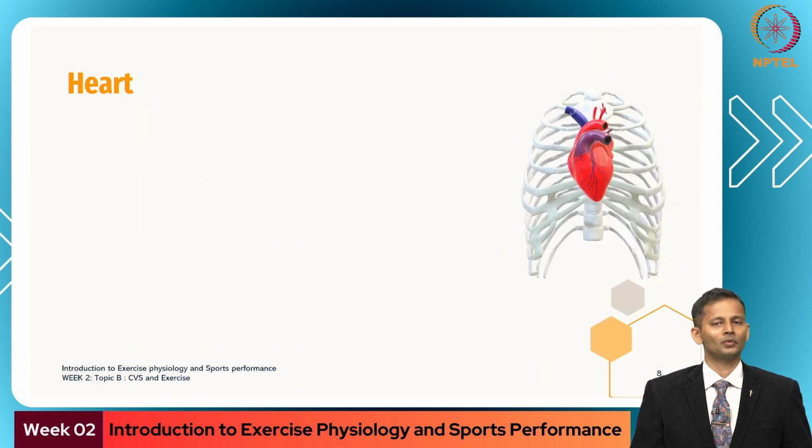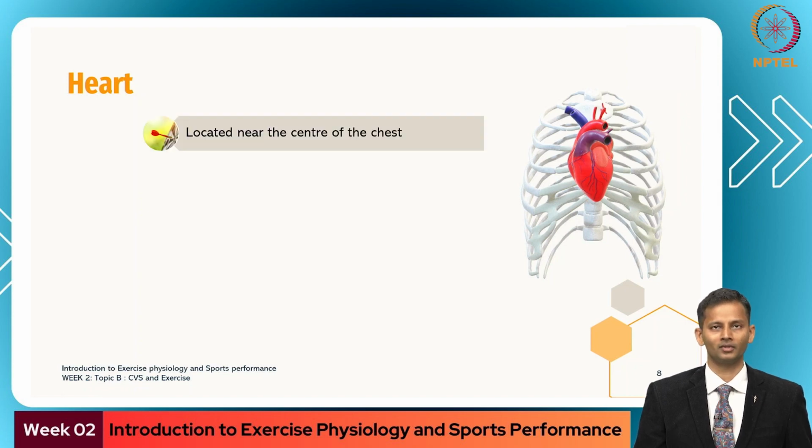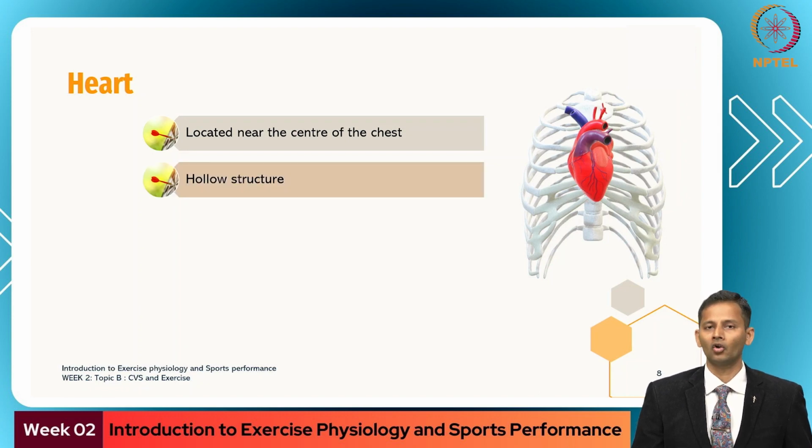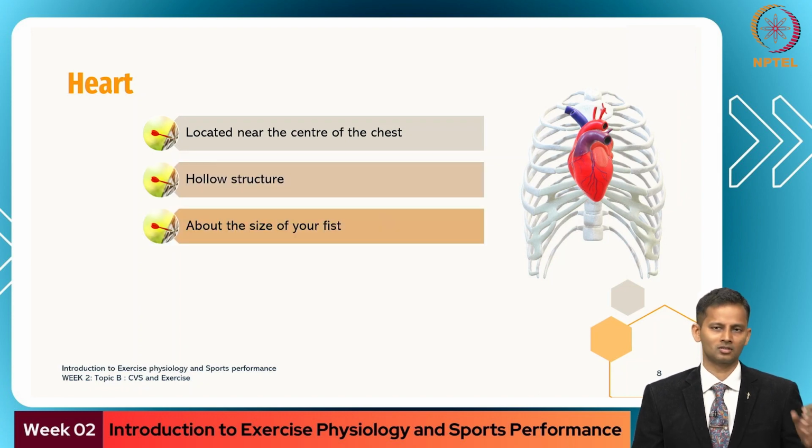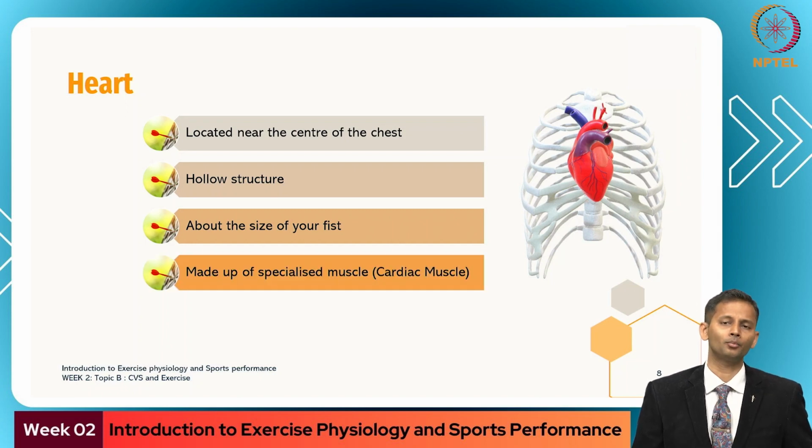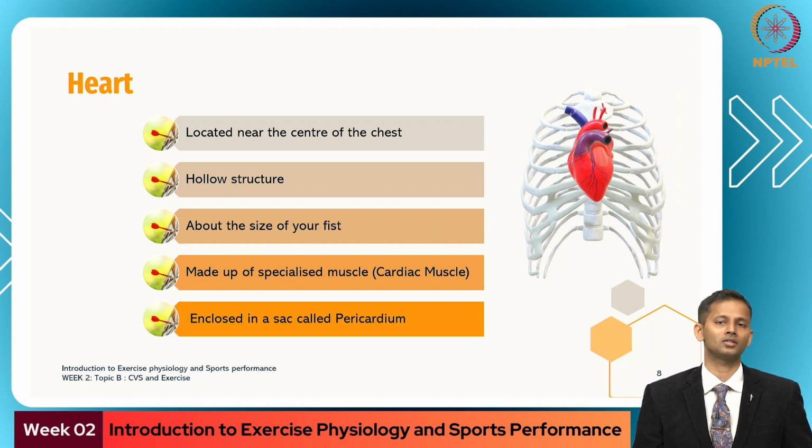So let's move on to the individual components. We focus on the heart. The picture there shows you the location of the heart within the skeletal framework. It is in the center of the chest, and it is a hollow structure which is just the size of your fist, towards your left, and it is composed of specialized muscle tissue called cardiac muscle, and it is enclosed in a sac called pericardium.